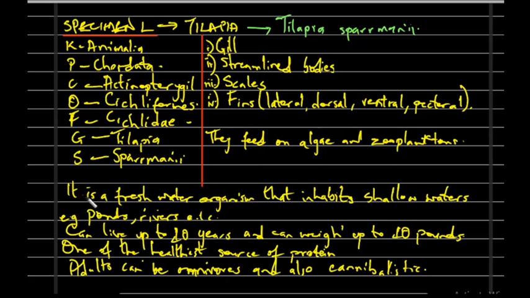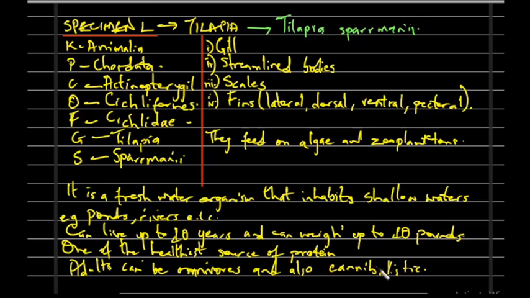Now, these are organisms that are actually found in fresh waters. You will rarely see them in salt water or brackish waters. They are usually found in fresh waters like ponds, rivers, and the rest of those. They can live up to 10 years and can develop to weigh up to about 10 pounds. One of the healthiest sources of protein is this tilapia fish. It has numerous amounts of protein in it. The adults can be omnivorous at times, where they feed on smaller fishes as well as plankton in the waters.